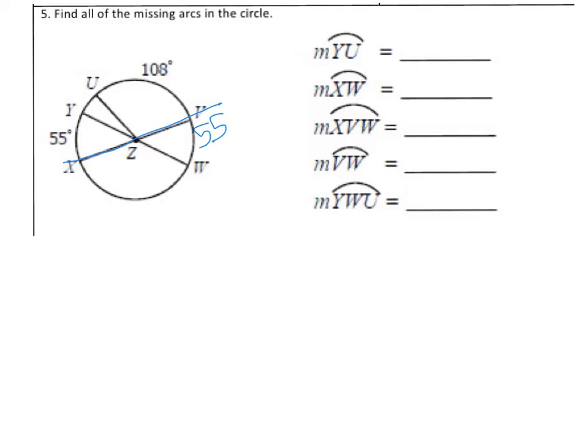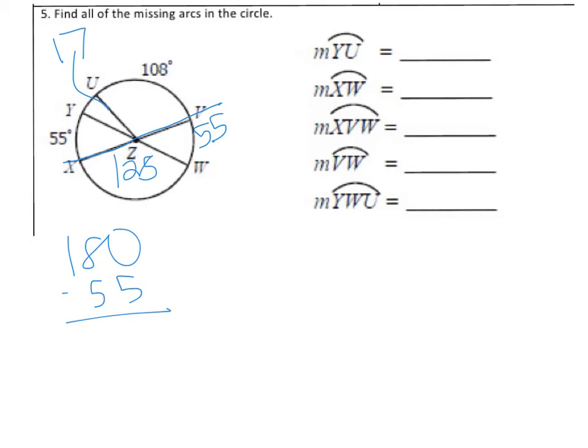Now that I know VW, I can find that XW is 180 minus that 55 that we had. When I subtract, it gives me 125. I only have one other arc missing, that's arc UY. We can look at the top semicircle. We already have 108 degrees and 55 degrees. Subtract both of those from 180, and that's going to give you that arc is 17 degrees.